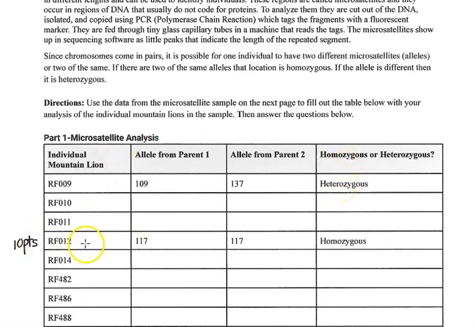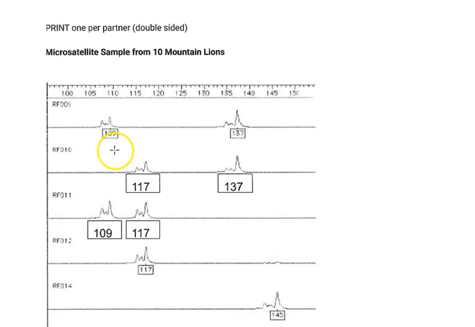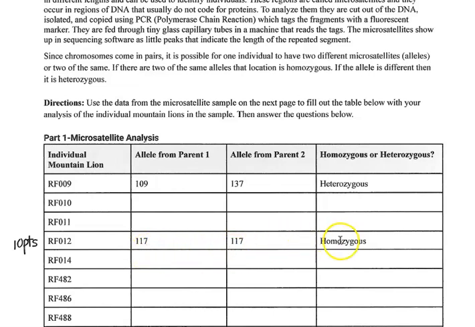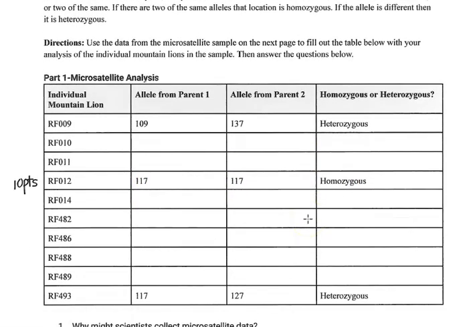Okay? I'm going to show you another one, RF012. So let's go back to that. We're going to go down here, RF012. Okay, see how there's only one marker, and that's at 117? That means these two are exactly the same, so it's 117, 117, homozygous. And then you can see again, they gave you another one, RF493, 117, 127, heterozygous. So if the two numbers are different, they're heterozygous. If the two numbers are the same, they're homozygous.